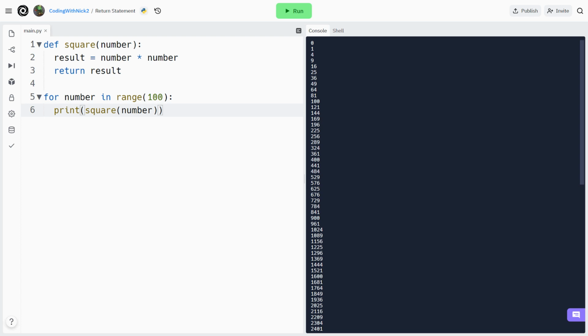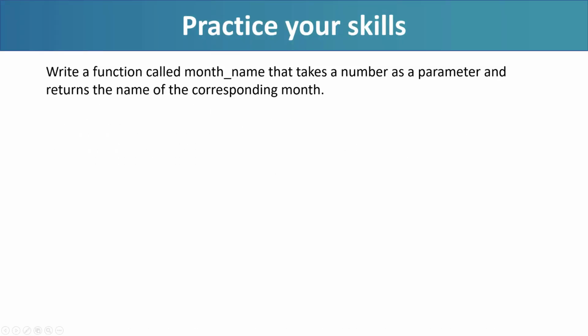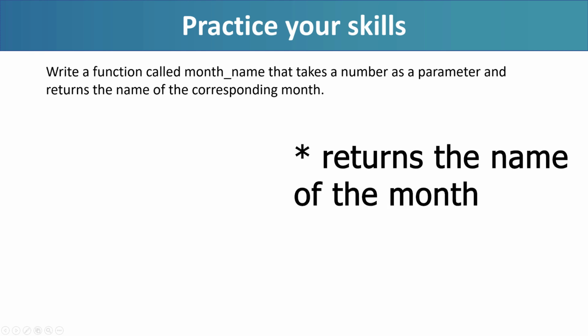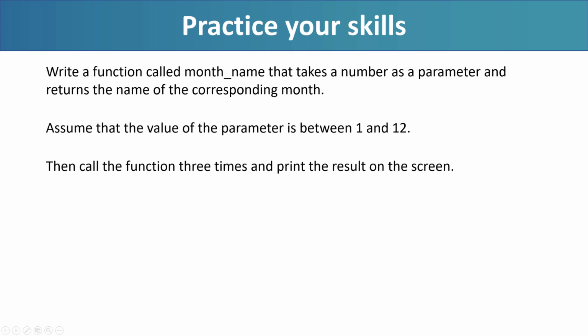So let's practice what we have learned today with an exercise. Write a function called monthName that takes a number as a parameter and returns the name of the corresponding month. Assume that the value of the parameter is between 1 and 12. Then call the function 3 times and print the result on the screen. Please pause the video now and try to solve this exercise on your own.